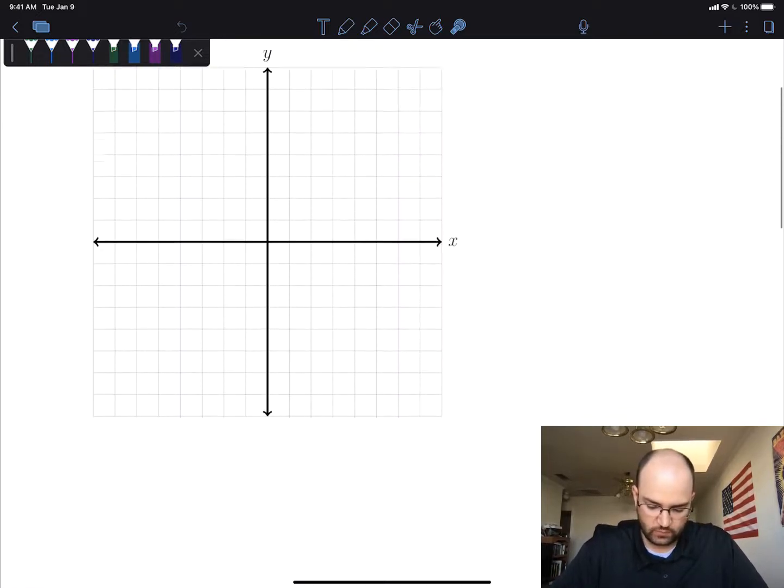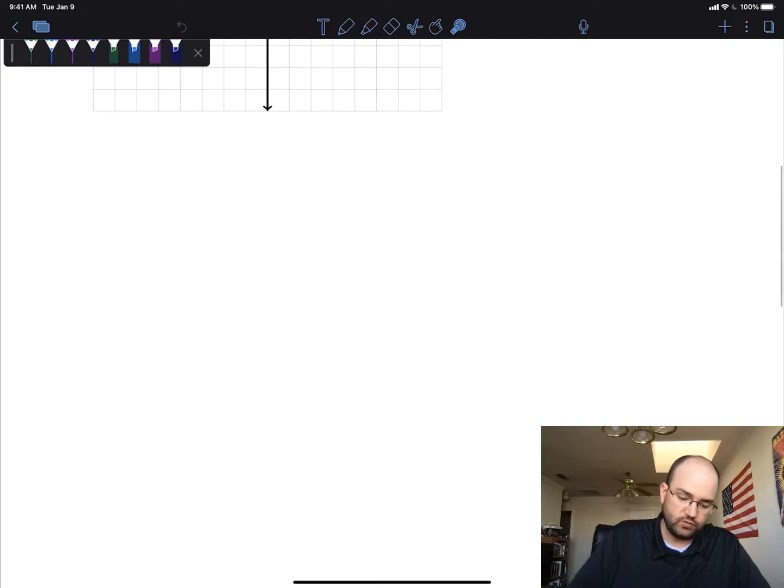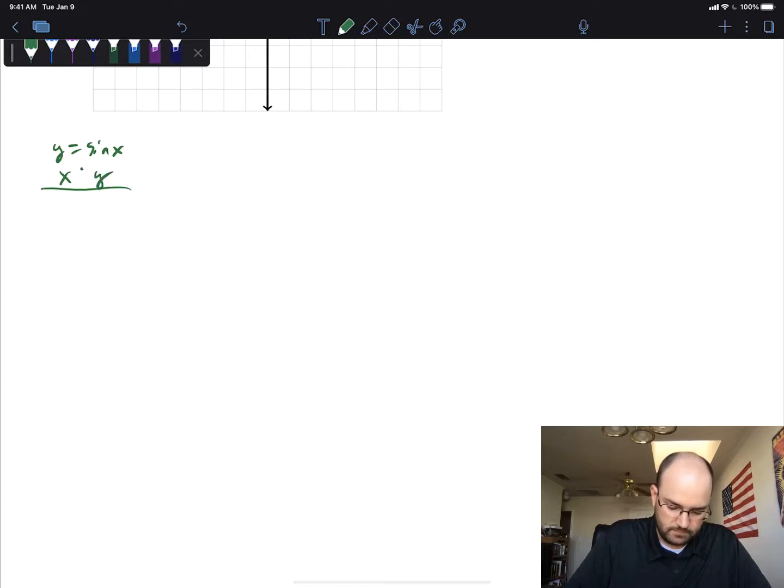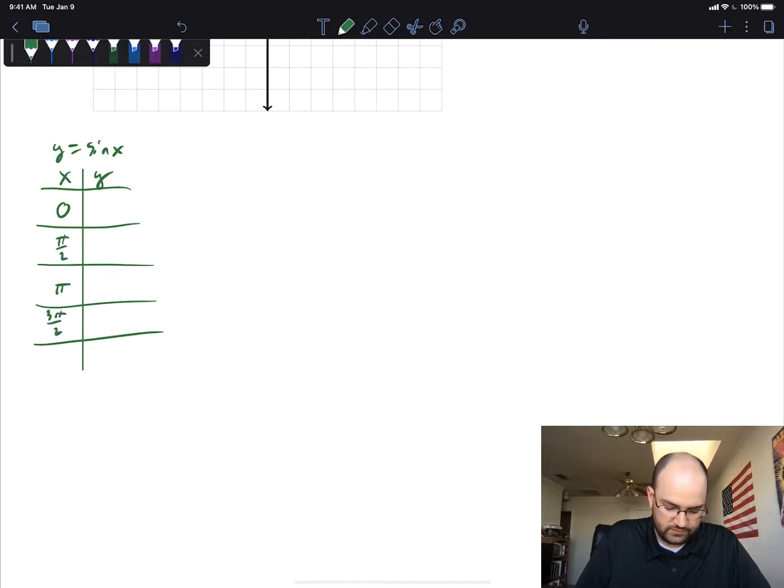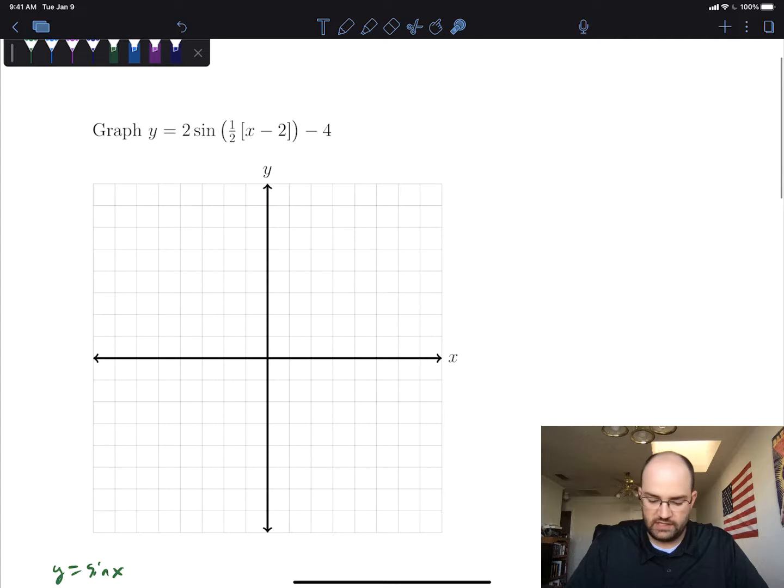Now, this is working with sine, so our parent function here will be sine. So y equals sine of x. So we have 0, pi over 2, pi, 3 pi over 2, and 2 pi. Now what we can do is we can work with the x's and y's individually. So I'm going to work with the y's first.